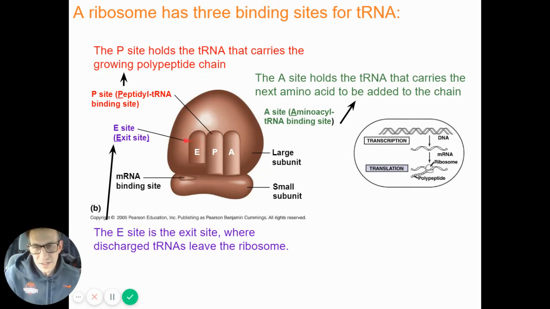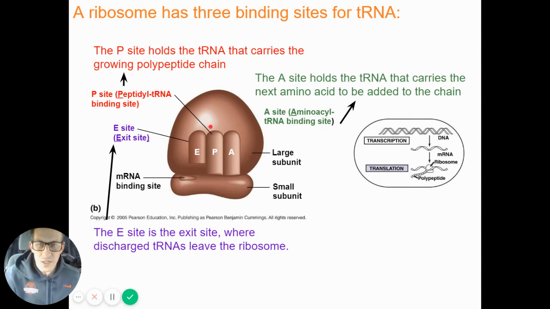The E site stands for the exit site. This is going to be the site where, I'll explain a little bit later, the amino acids, the tRNAs, that get used up will exit here. They will be kicked out, and so it makes room for a new one. The P site, I don't call it the peptidyl tRNA binding site. It's too much of a mouthful. I say that the P in P site stands for polypeptide or protein site.